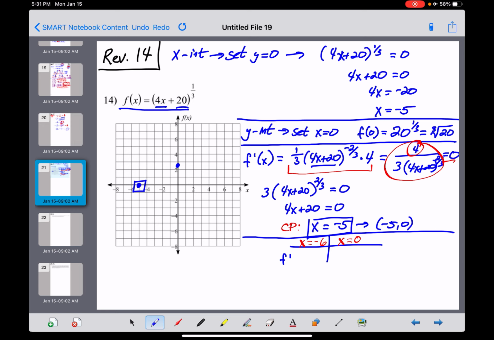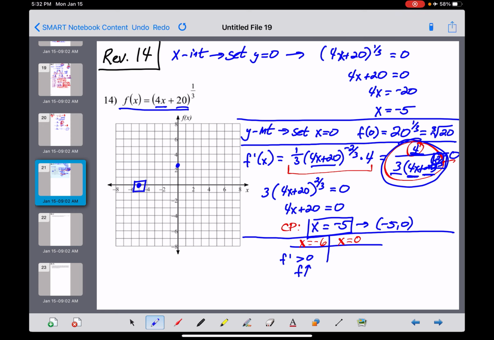So when we put in, let's see, I'm going to focus on this version of the derivative right here. When we put in something like -6, 4 times -6 would be -24, plus 20 would be -4. But we're now taking a negative number to the 2/3 power. Now the way I would do that is I would take the cube root of that negative number first, which would get me a negative result, but then I would square that negative result, which would turn it positive. And then times 3, still positive. 4 divided by that positive number, still positive. So f prime is going to be positive here, which means that our function has to be increasing on this interval here from -infinity to -5.